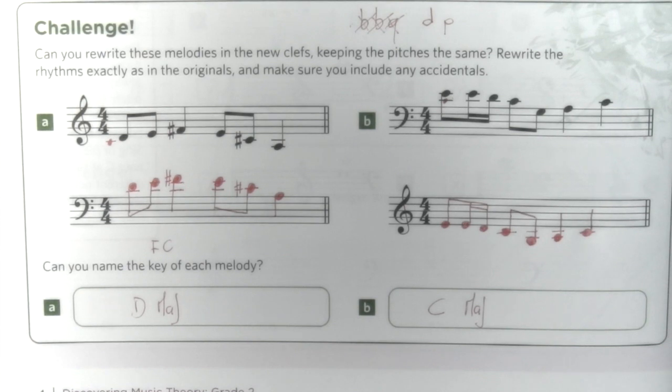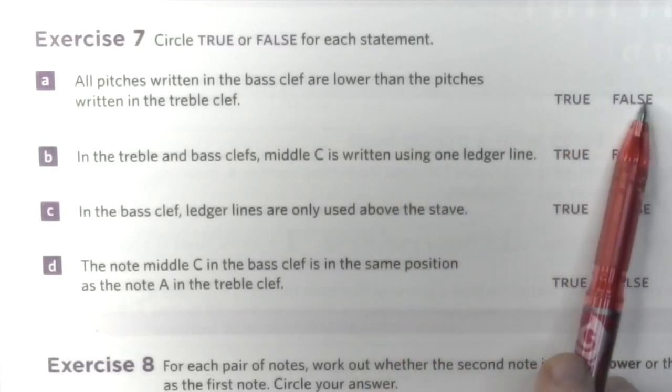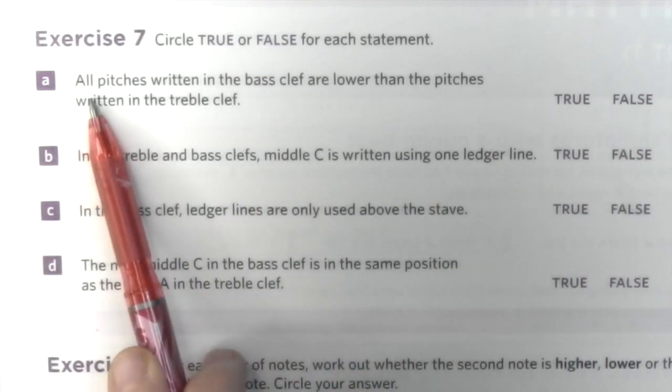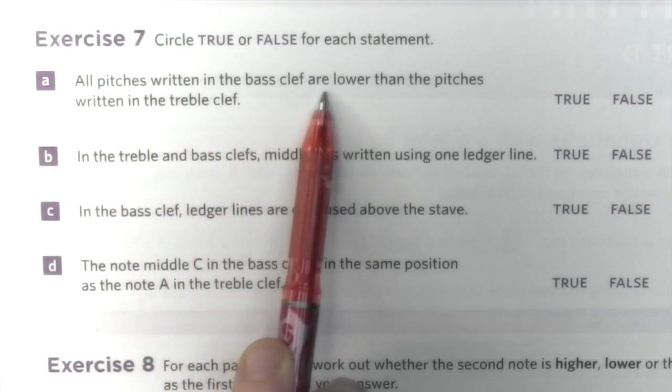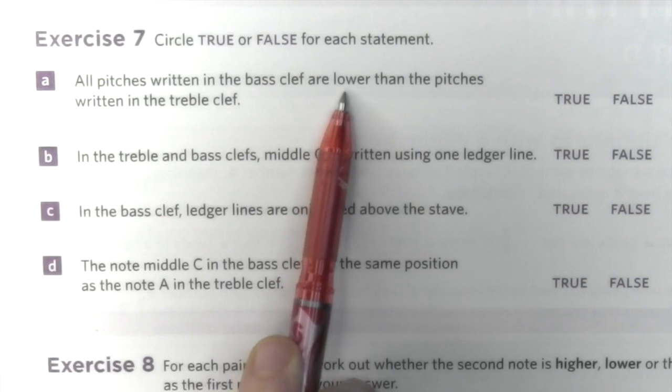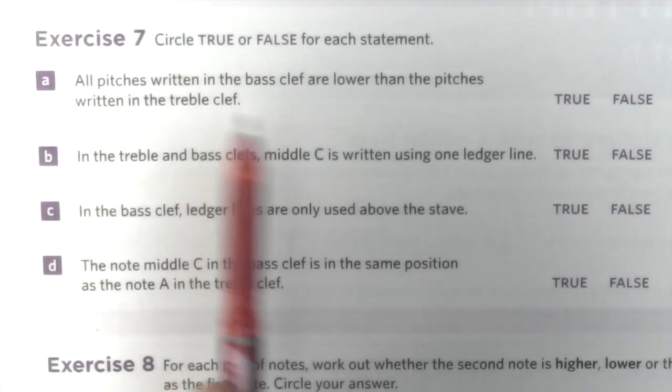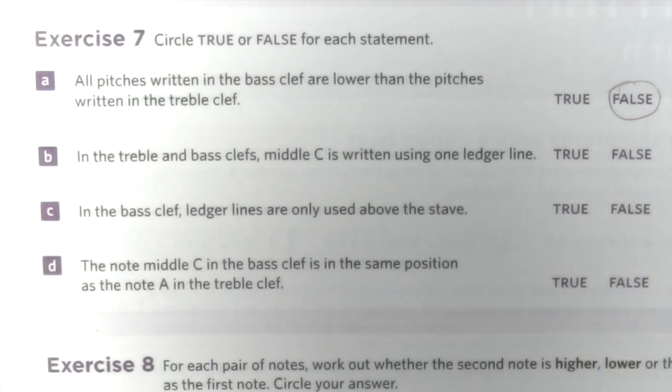All right, exercise 7. We need to circle true or false for each of these statements. Let's have a look what they say. All pitches written in the bass clef are lower than the pitches written in the treble clef. Not necessarily, no. They could be the same. False. Because we've done 3 or 4 exercises in this book where we needed to find the same pitch in both clefs. So this is totally incorrect. They are teasing us here, guys, with this question.